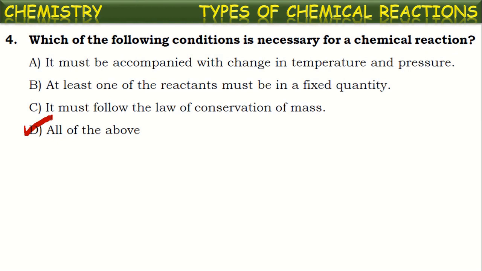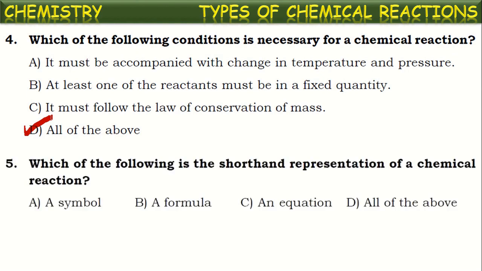There occurs certain temperature change, and even the quantity of at least one component should be taken fixed, and it should follow the law of conservation of mass. So these are the conditions where a chemical reaction takes place. Next one, which of the following is the shorthand representation of a chemical reaction?